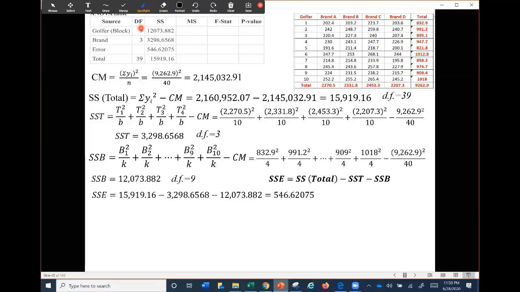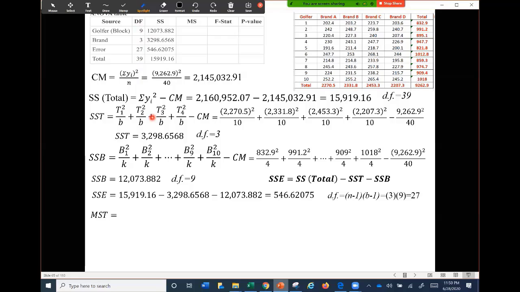Remember, the sum of squares error measures the variation of all measurements with respect to the overall mean, but when we take into consideration, on each measurement, the mean of the treatment simultaneously with the mean of the block. For that reason we need to multiply k minus 1 times b minus 1 to obtain all possible combinations. We can also obtain this 27 by subtracting from 39 the degrees of freedom for golfers and brand. When we subtract 9 and 3 from 39, we obtain 27. It's another way to obtain the degrees of freedom for error.